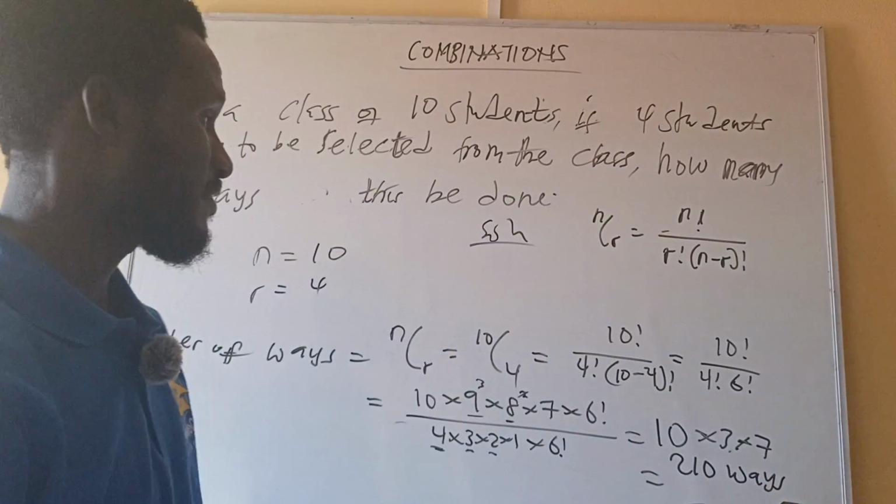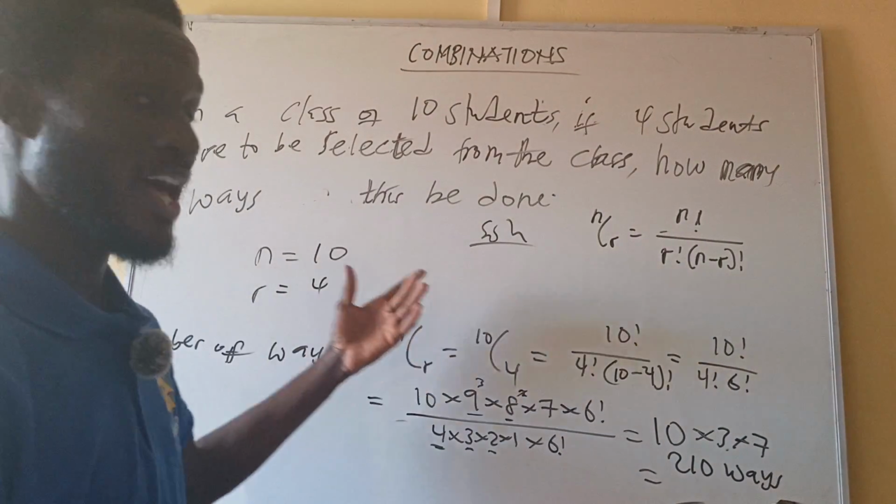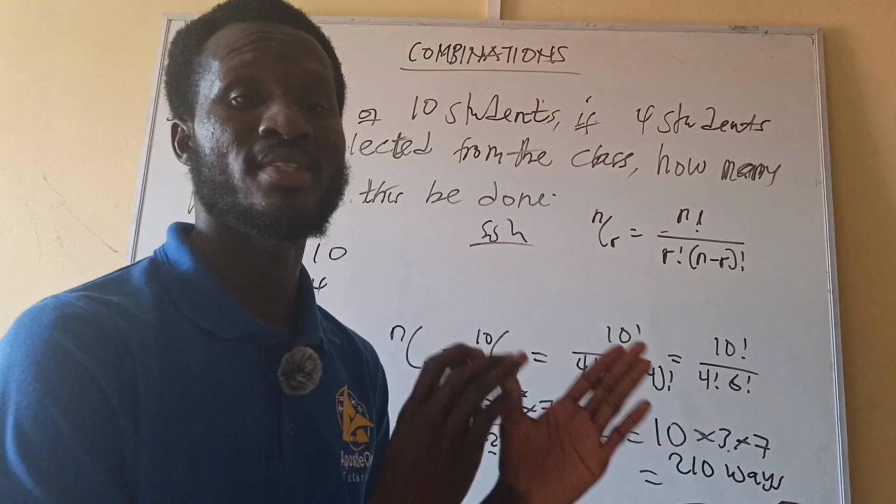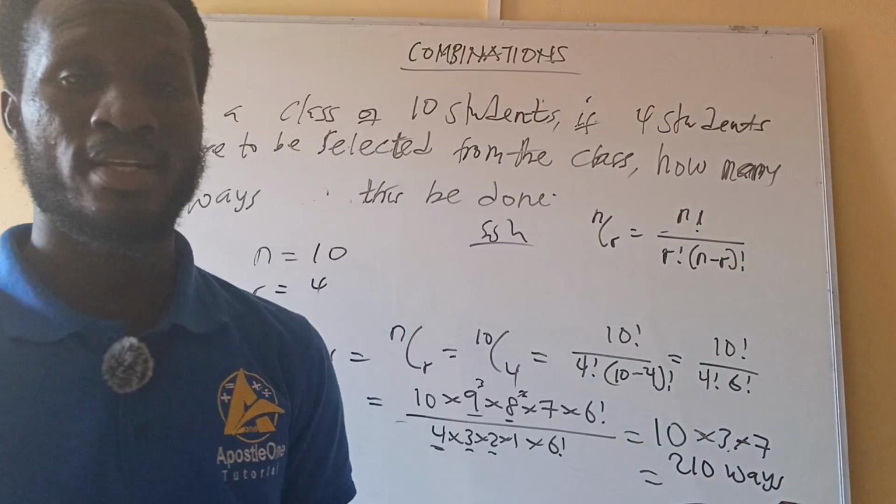Now this one means that if I have a class of 10 students and I want to select 4, the number of ways this can be done is 210 ways.